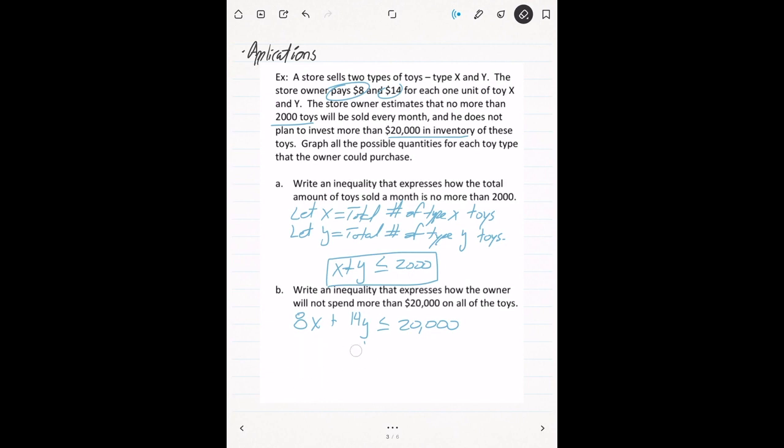So here are our inequalities. We have them set up to represent the constraints, the things that are affecting how many toys we purchase for each style. So we have our two inequalities, one for the total inventory, and then now one for the cost. Let's go ahead and see if we can plot these graphs. I'm going to go ahead and use Desmos.